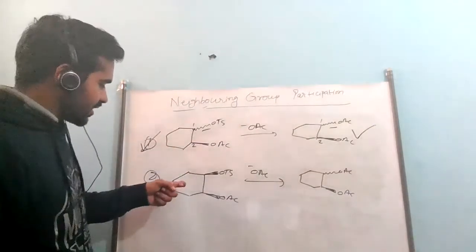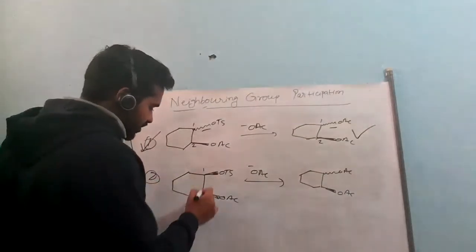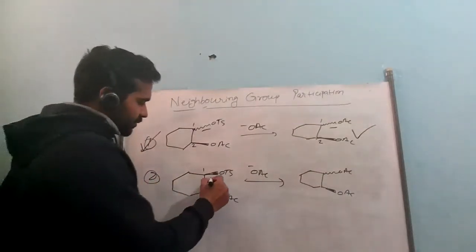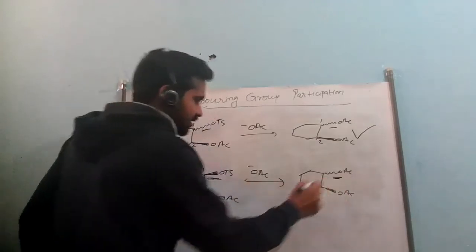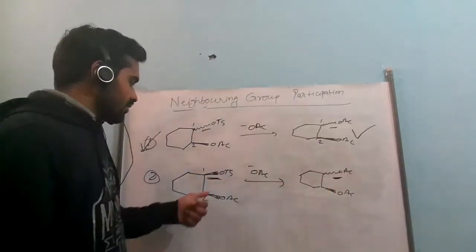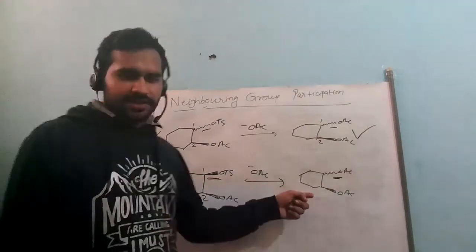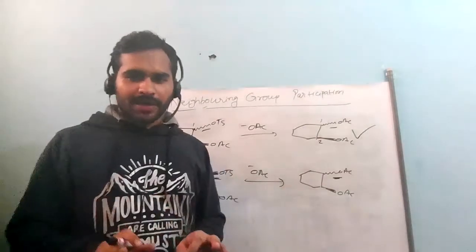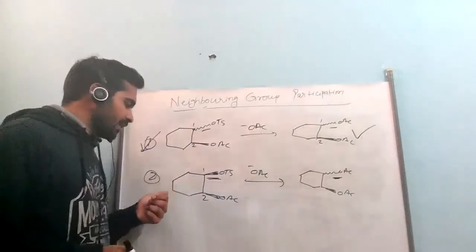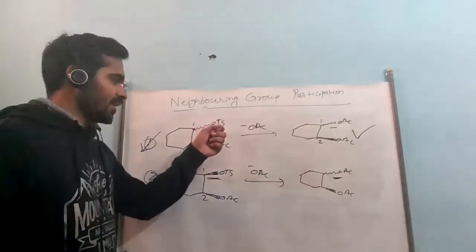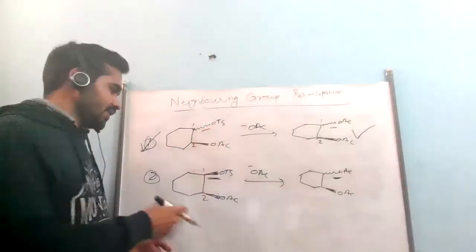But if we see in the second reaction, this is first position, this is second position. First position stereochemistry is changed because this is above the plane, this is below the plane. Because there is a change in stereochemistry, we can say that there is no neighboring group participation in reaction number 2. How there is no neighboring group participation here and how there is neighboring group participation here, we will see now.